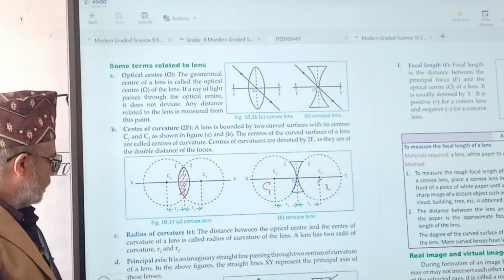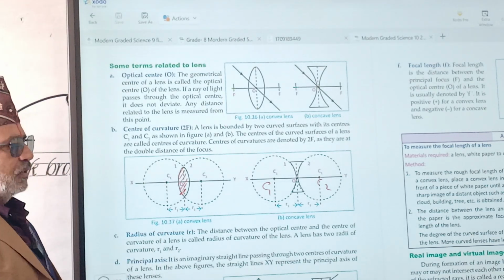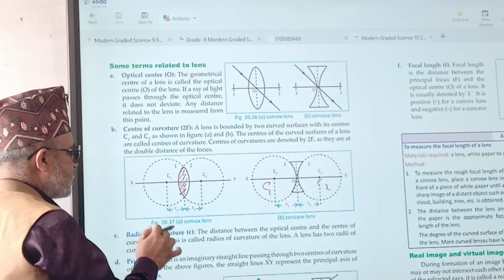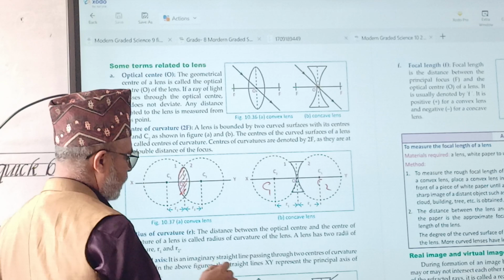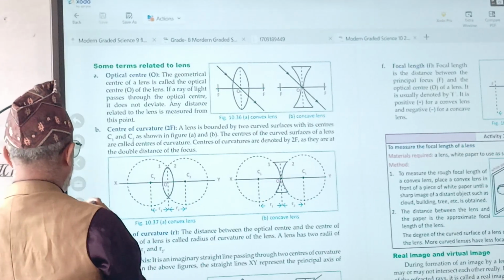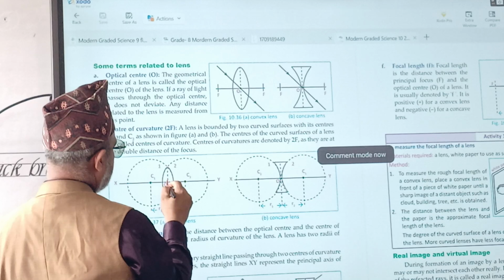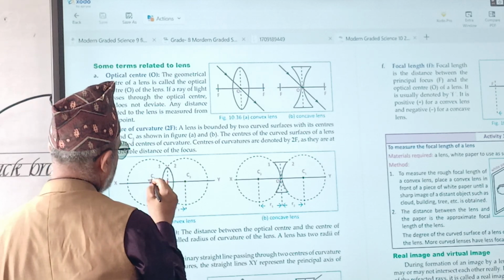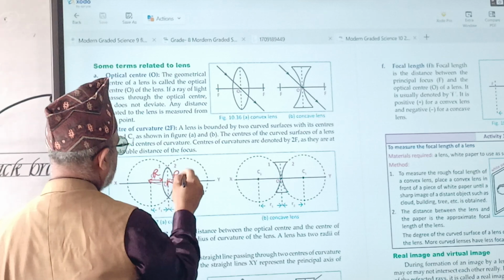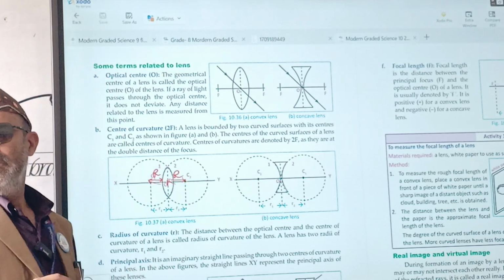Center of curvature. Radius of curvature. What is the radius of curvature? The distance between the optical center and the center of curvature. See, now children, look here. Here is the optical center. What is this distance called? Radius of curvature. What is this distance called? Radius of curvature. Got the point?